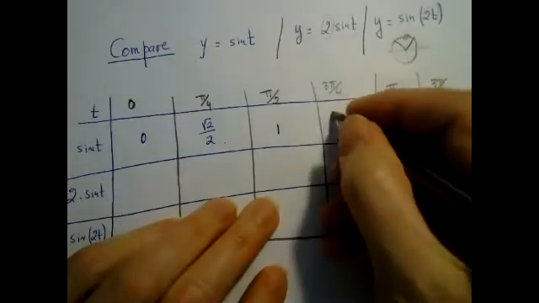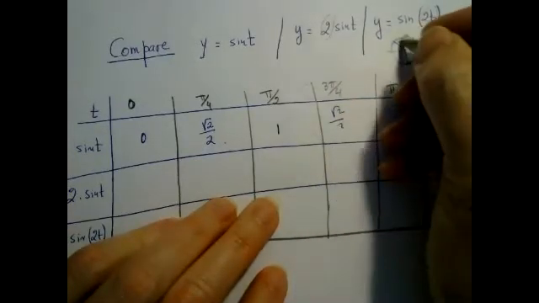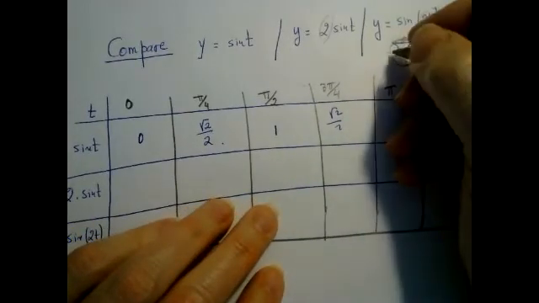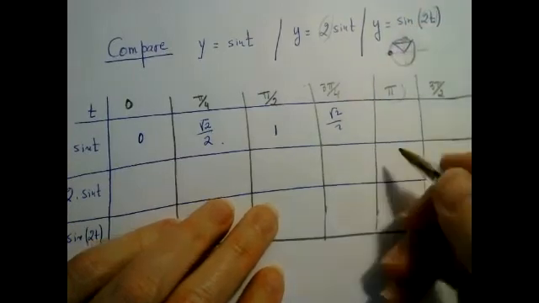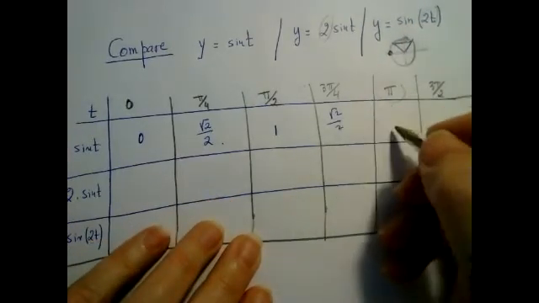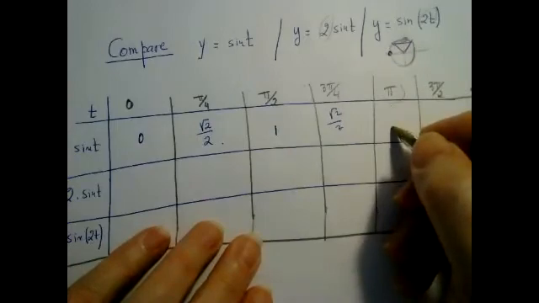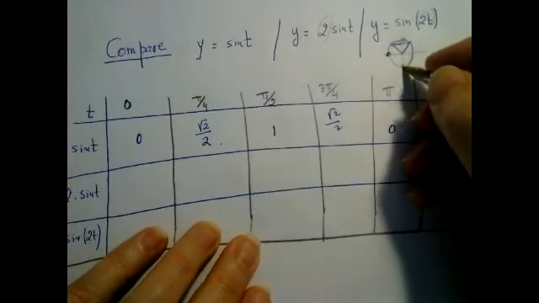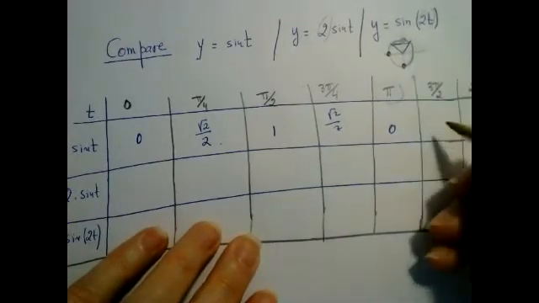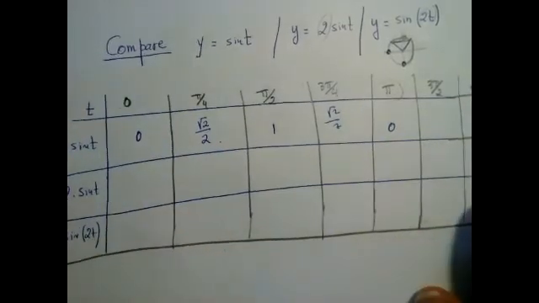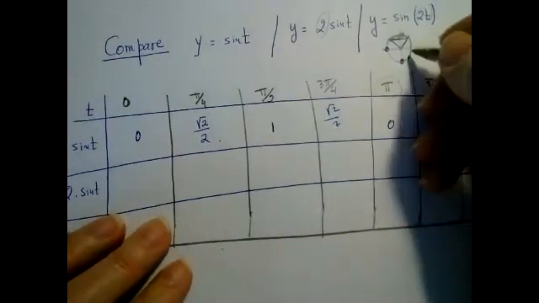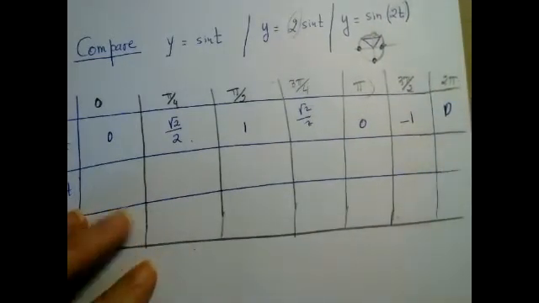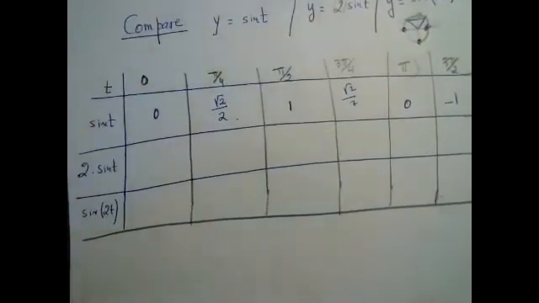Square root of 2 over 2? Exactly, because of the symmetry. Nothing changing. Pi, quickly. Yes, of course, 0. 3 pi over 2, I am down here very quickly. Minus 1. And 2 pi, I'm back here. 2 pi will give me the 0 again. Okay, so those are the sine values that we've done.